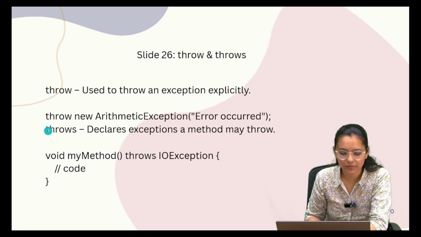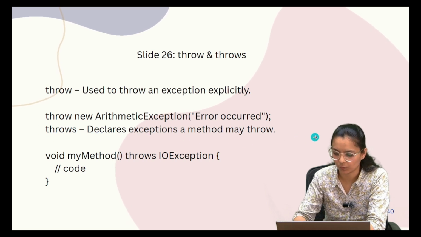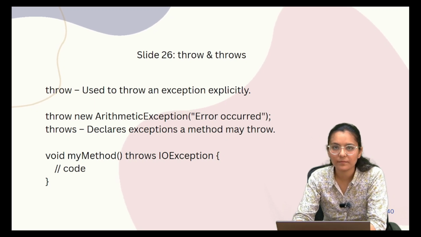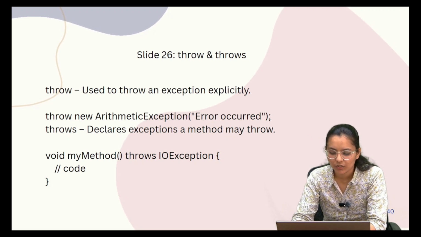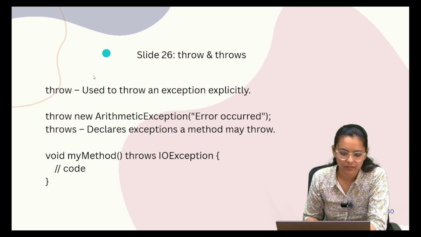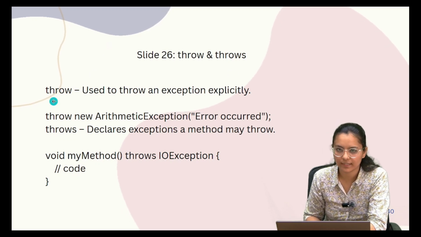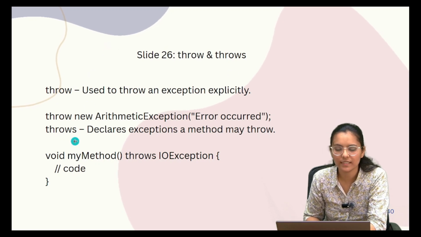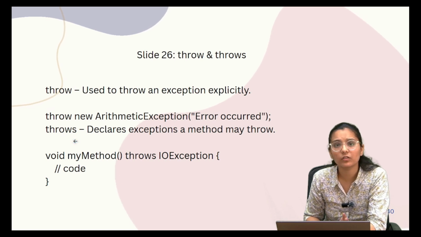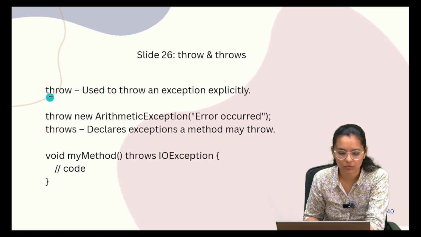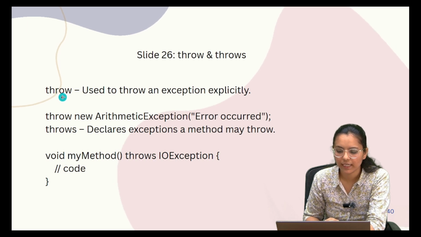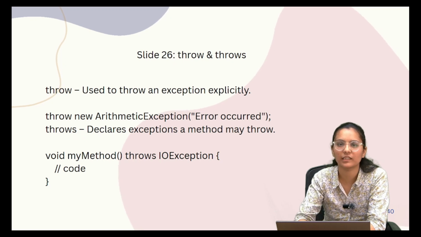The next one is the throws keyword. The throws keyword declares the exceptions a method may throw. It is used in method declarations to say this method might cause an exception, so be prepared to handle it. Here, throw actually throws an exception, and throws declares that a method may throw an exception. The throw keyword is used inside a method or a block, and throws is used in a method declaration.